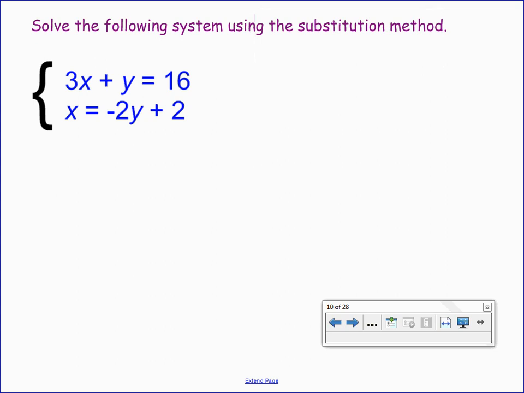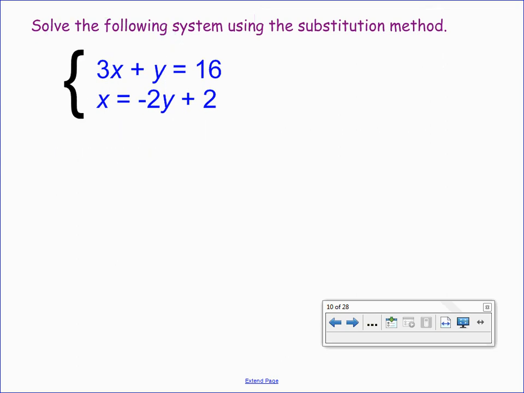Let's do another. Which equation is solved for which variable in the second example? Andrew? X is in the second equation, so we can substitute negative 2y plus 2 in for x in the first one. Absolutely. We don't have to have y alone, we could have x alone. And so in the second equation, that I'll put an asterisk by, x is already solved for in terms of y. X equals negative 2y plus 2.